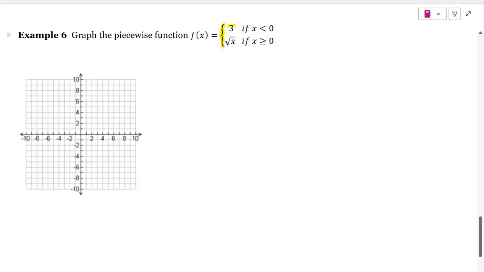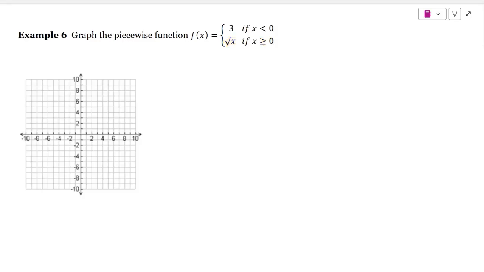The first option is that my function will equal 3, and that's only for the values when x is less than 0. And then my second option is that the function will be square root of x. That's only for x values greater than or equal to 0.